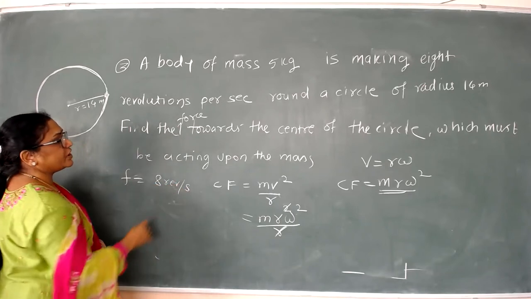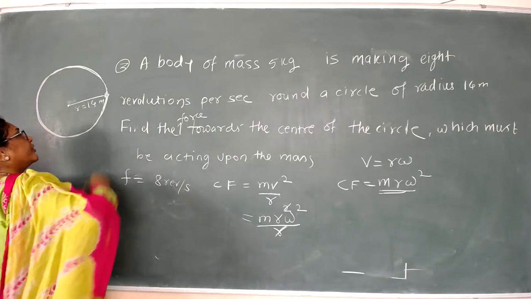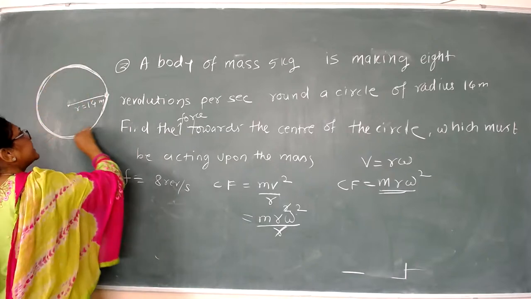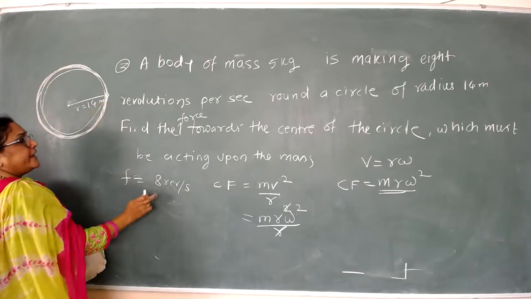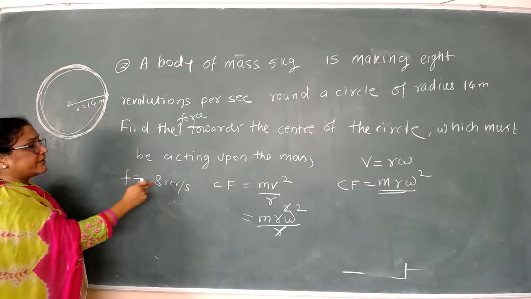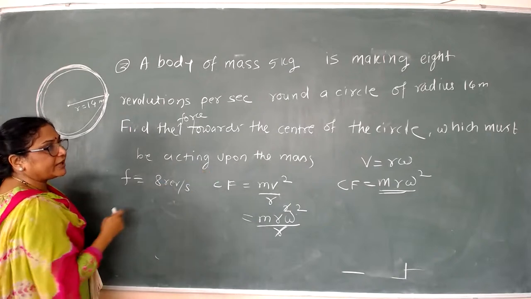8 revolutions per second. What is the meaning of revolution per second? The rotation given by the body in 1 second. So the number of rotations given by the body in 1 second is 8. Therefore, frequency is equal to 8. Then find out the value of omega.